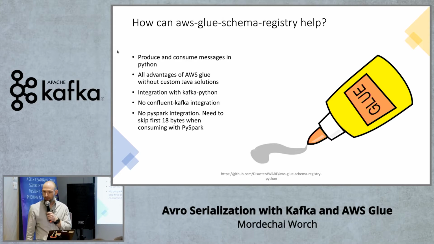Yeah. So how does the ID propagate with the headers? Yes. So actually, the first 18 bytes of the message include some information about the configuration and the schema and everything like that. So it's built into the library.